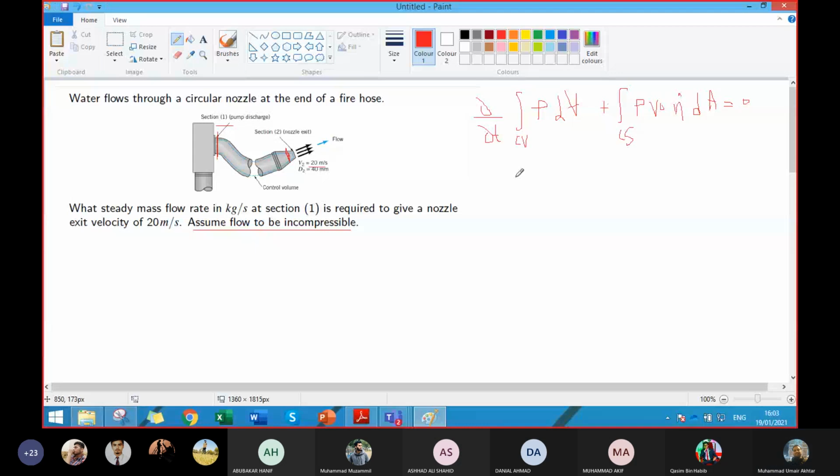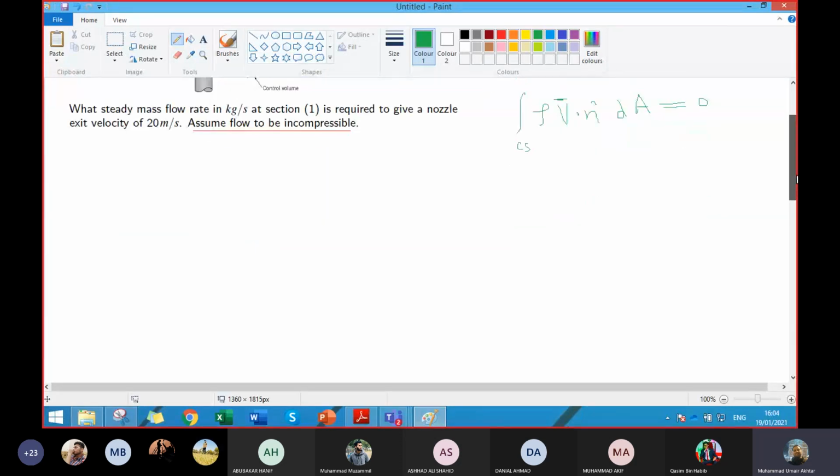Yes, sir. Now, what simplification can we do? Sir, the first term will become 0 due to steady flow. First term would be 0 because we are having steady flow, right? So we'll be left with the second term only, that is the integral over the control surface of rho V dot n dA equals 0. Fine.